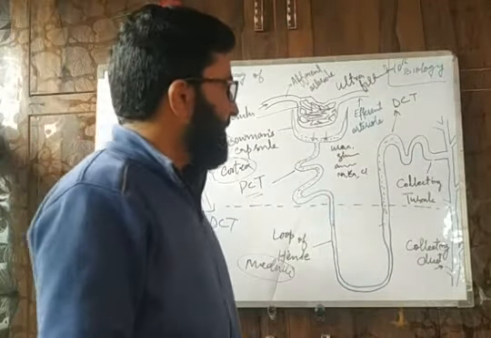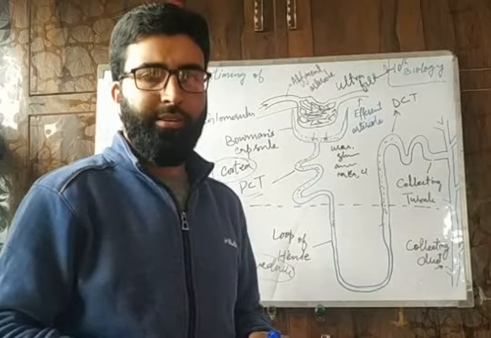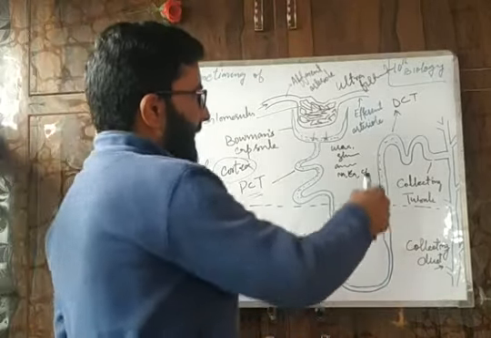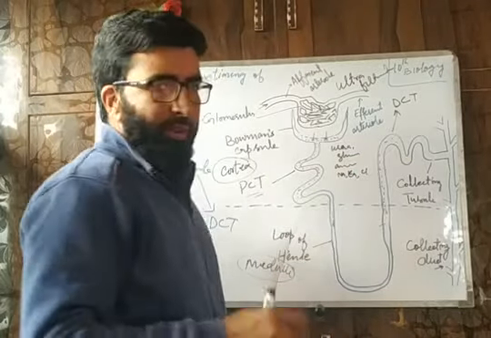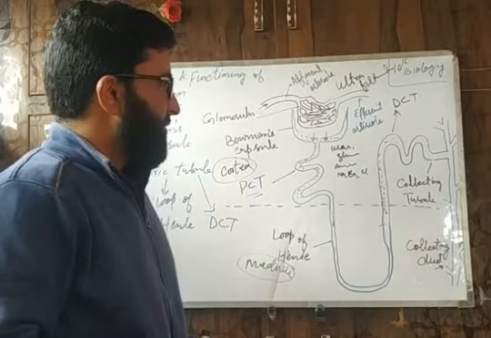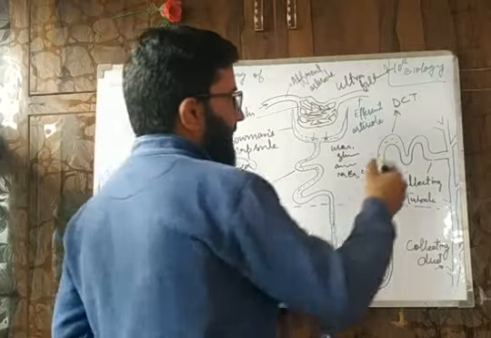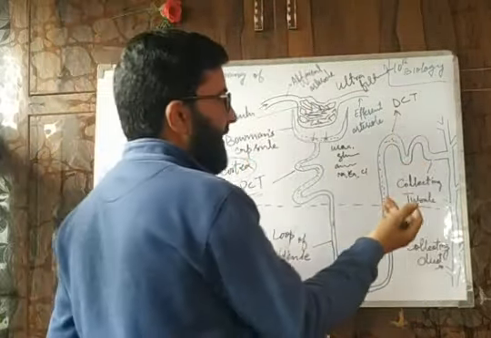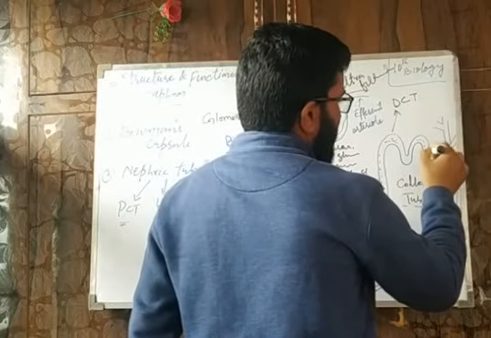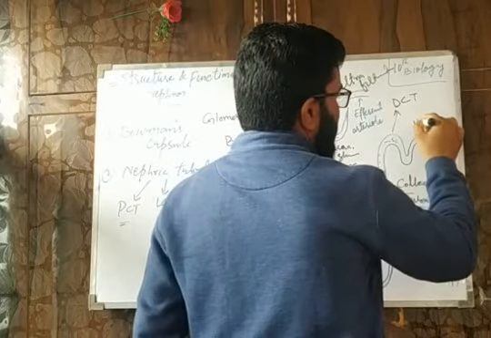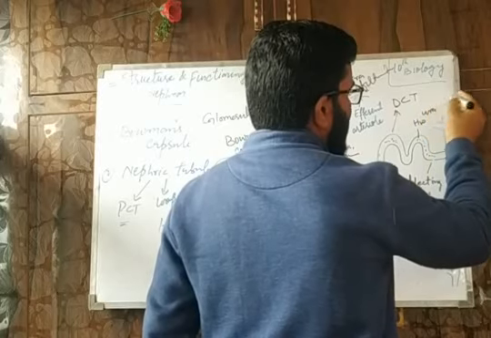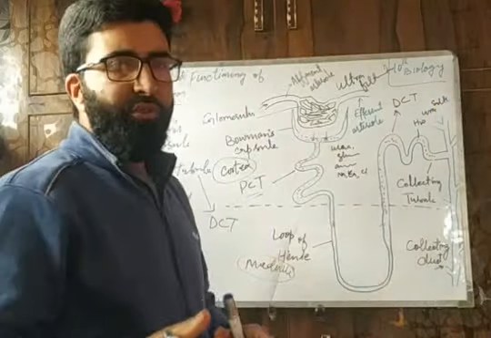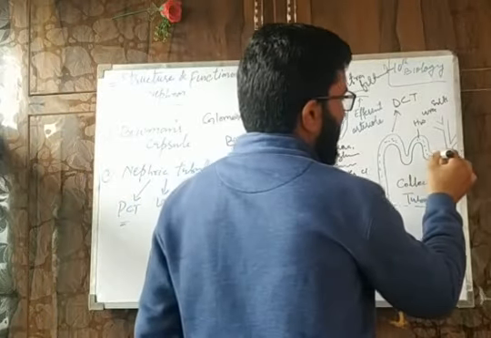And it also works under the control of a hormone called antidiuretic hormone, which we will discuss later in the next class. The permeability of the DCT also depends on this hormone, ADH, antidiuretic hormone. Here water gets reabsorbed back into the blood. And what remains behind is water, urea, and some salts, which is called urine.